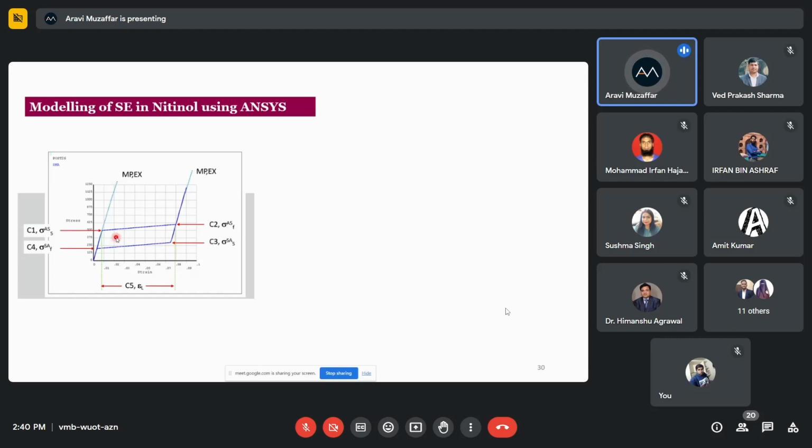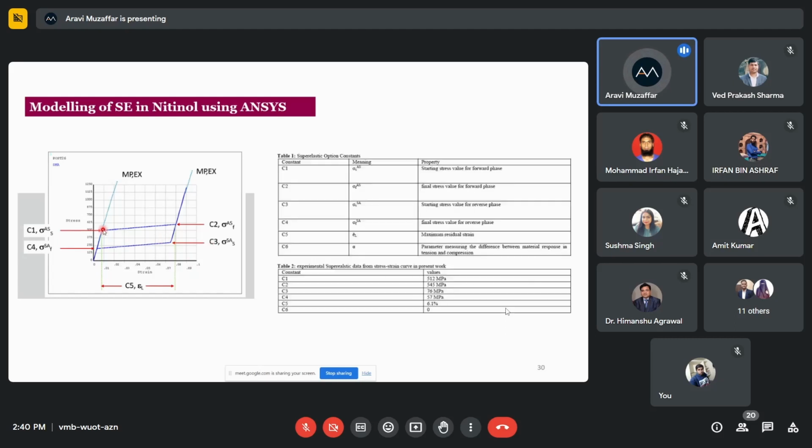And in this, as I already told you, there are usually 6 parameters that we have to input. The first parameter is the stress corresponding to the transformation of austenite to martensite, and that is depicted as sigma SAS, where sigma S is the start of the stress required for the transformation of austenite to martensite.